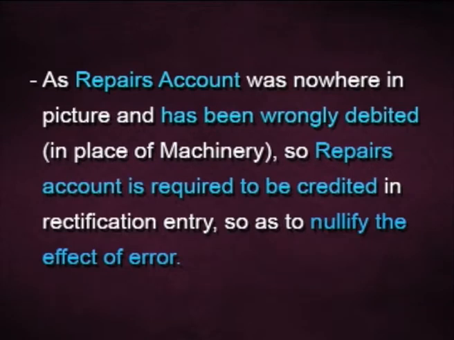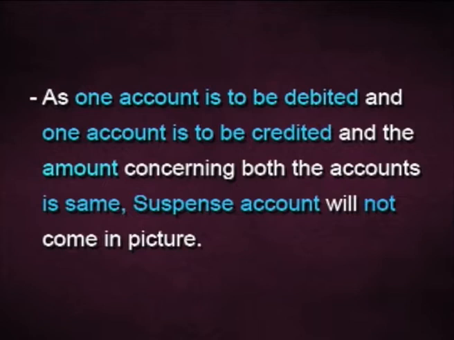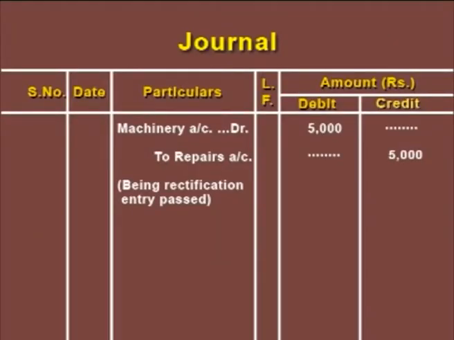As repairs account was nowhere in picture and has been wrongly debited in place of machinery account, so repairs account is required to be credited in rectification entry so as to nullify the effect of wrong debit. As one account is to be debited and one account is to be credited and the amount concerning both the accounts is same, suspense account will not come in picture. Resulting journal entry will be machinery account debit rupees 5,000 to repairs account rupees 5,000.